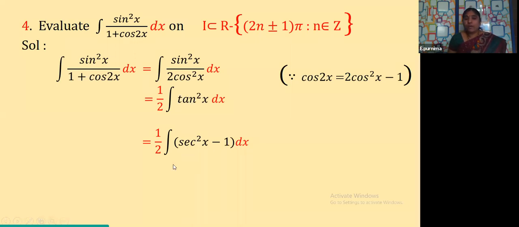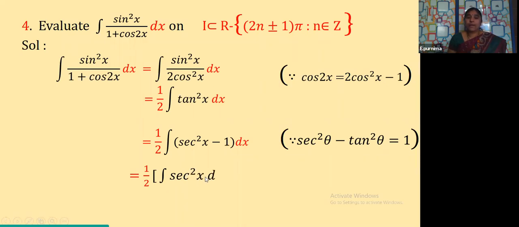Okay, now here what is this? Again two terms are there. Let us split them into two integrals. That is half into the integral of secant square x dx minus the integral of 1 into dx. So this secant square x minus 1, how did you get it, children? Using again the same trigonometric identity. Clear? This minus tan square theta goes to the other side and 1 comes here.